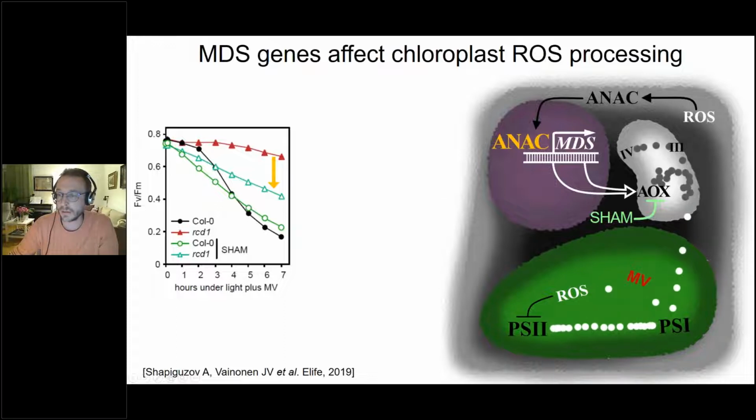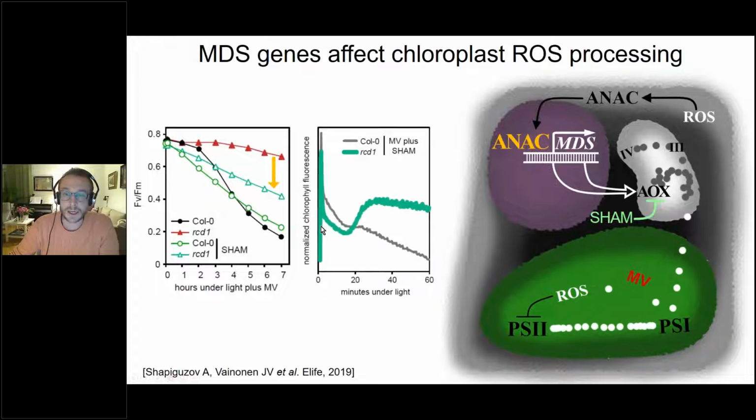So it looks like AOXs are part of the story why the RCD1 mutant is so tolerant to methylviologen. We also see some effects on chloroplast linear electron transfer, which suggests that there is a pathway that connects electron transfer pathways in the chloroplast and activity of alternative oxidases. We are now actively studying what exactly the mechanisms of this pathway that connects the two organelles are.